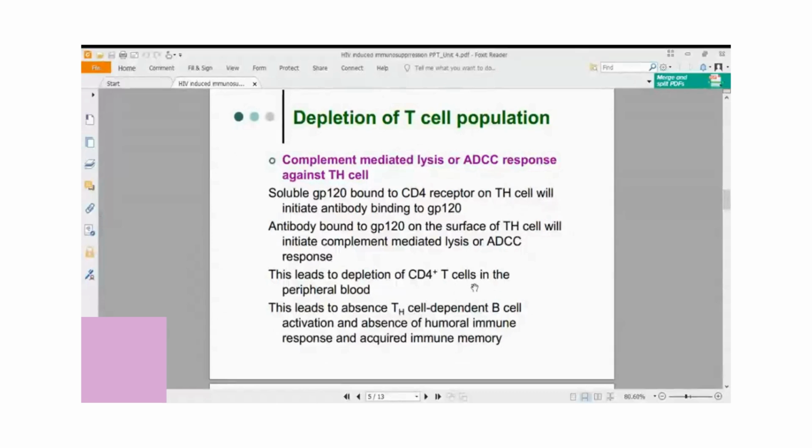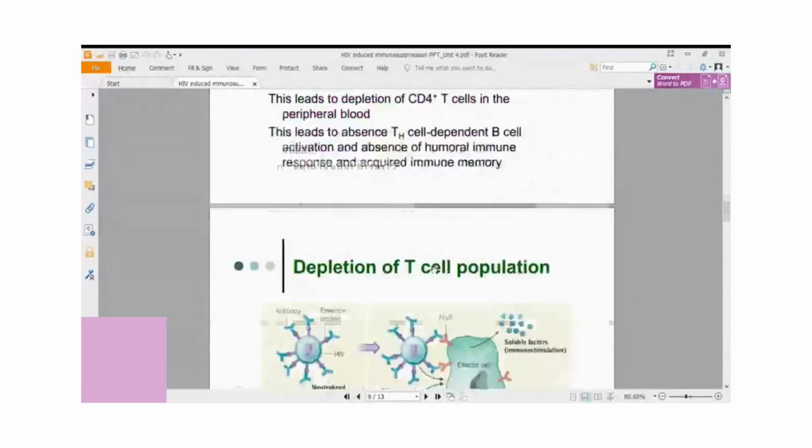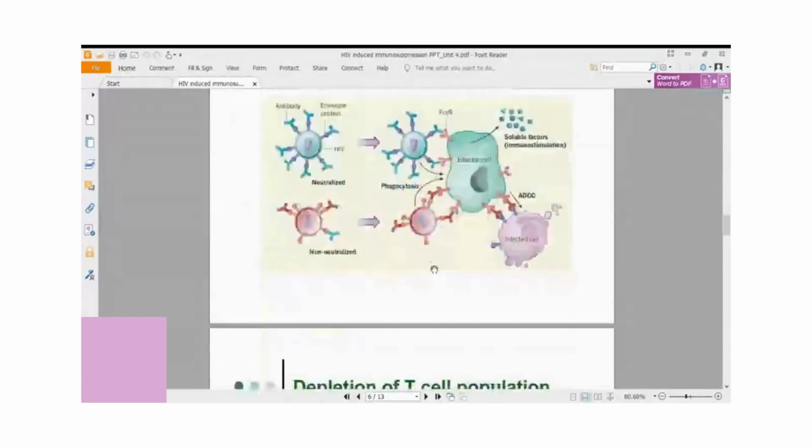Last time I had discussed with you the mechanism by which HIV is capable of causing T cell depletion. There are some more mechanisms that we have to deal with. I had discussed complement mediated lysis or ADCC response, which will cause the T cell depletion. We'll see what is the other mechanism that will cause the depletion of the T cell.